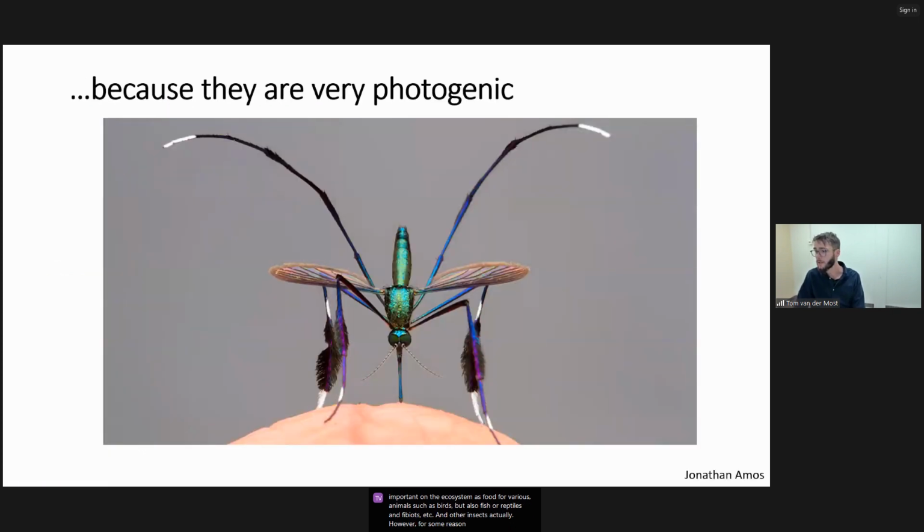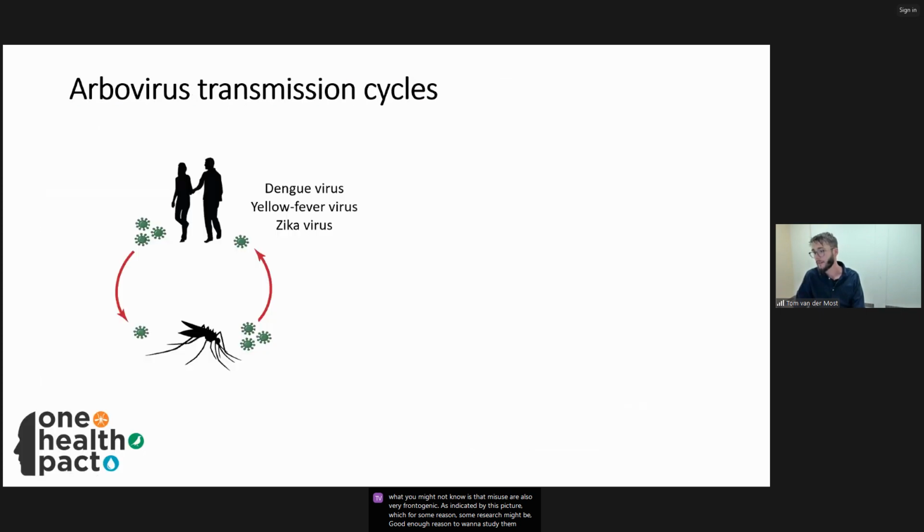However, what you might not know is that mosquitoes are also very photogenic, as indicated by this picture, which some researchers might consider good enough reason to want to study them.